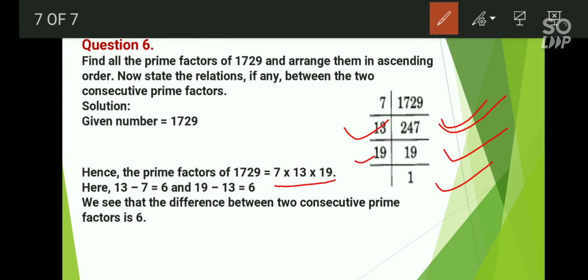Now there is another question. They have told us to state the relations, if any, between the two consecutive prime factors. Here we have to observe what relation there is between the two consecutive factors, 7 and 13. The same relation will be there between 13 and 19. You see, here is the difference of 6. So we can see that the difference between two consecutive prime factors is 6.